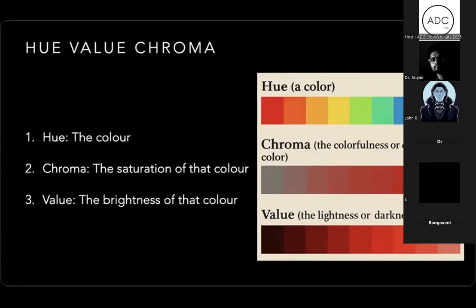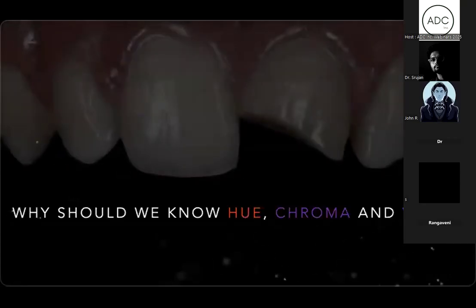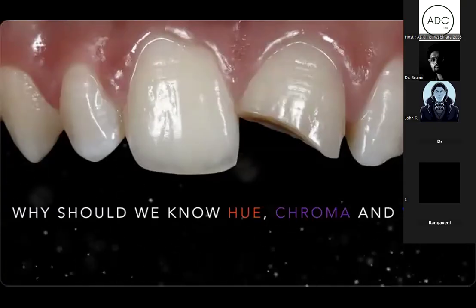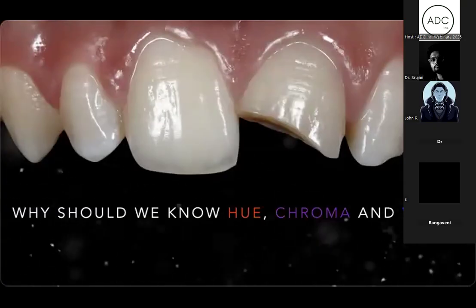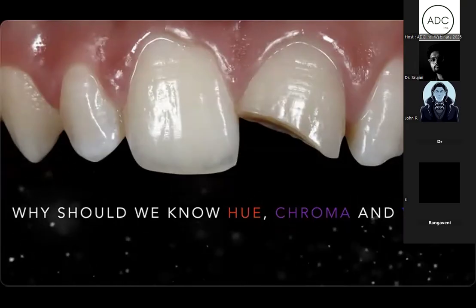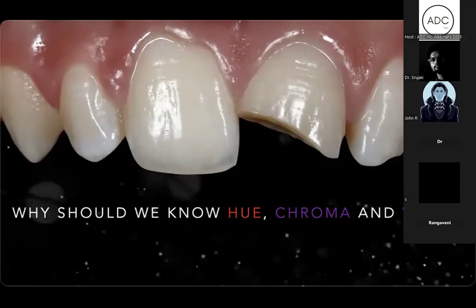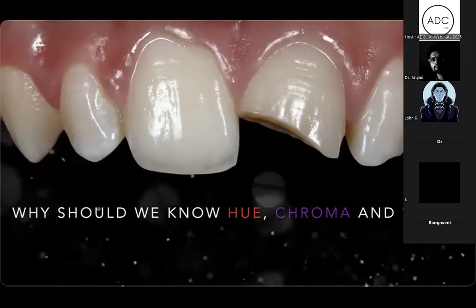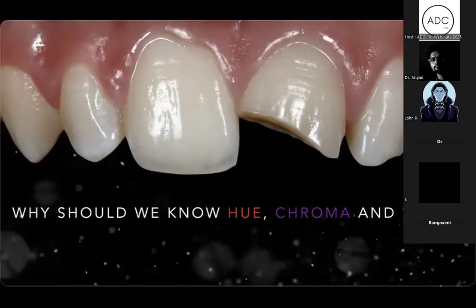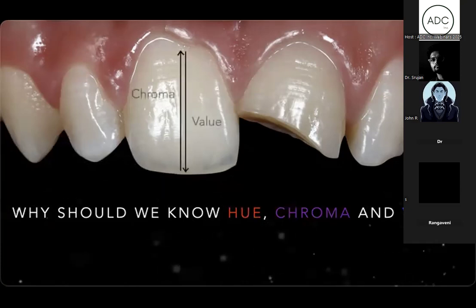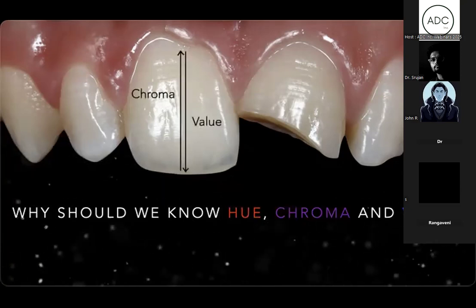So moving on, why should we know hue, chroma, and value? Like, how does it matter? Right? We obviously don't need to understand much about hue because there are fixed hues. For example, A is a reddish brown tint or reddish brown hue or something like that, right? But we need to understand more about chroma and value because that is exactly how our natural teeth are.